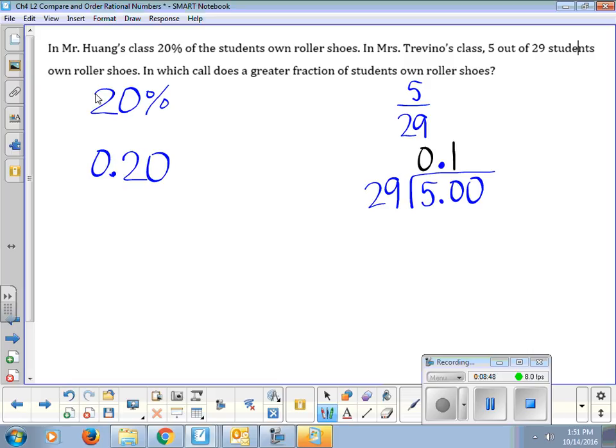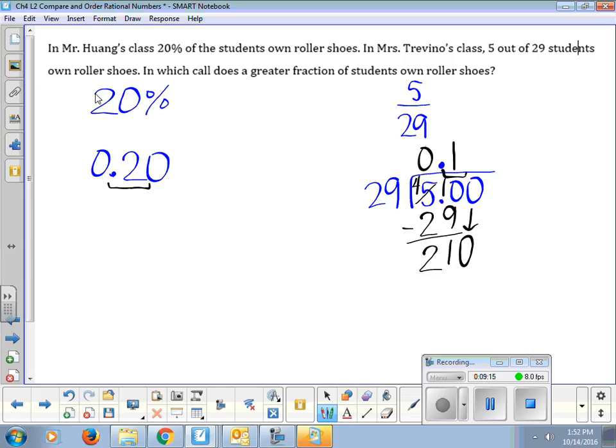What's 1 times 29? 29, and then we're subtracting. We're going to have to borrow here. 10 minus 9 is 1. 4 minus 2 is 2, and we can bring down a 0. If you look at this right now, one decimal place over, this one is 0.2, and this one is 0.1. Can we stop here?